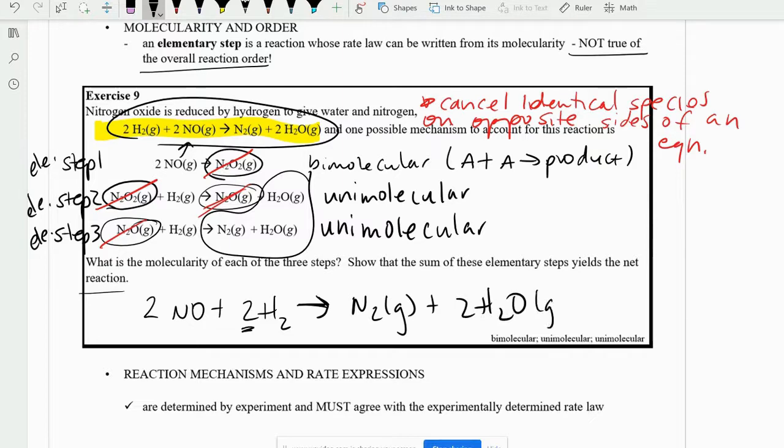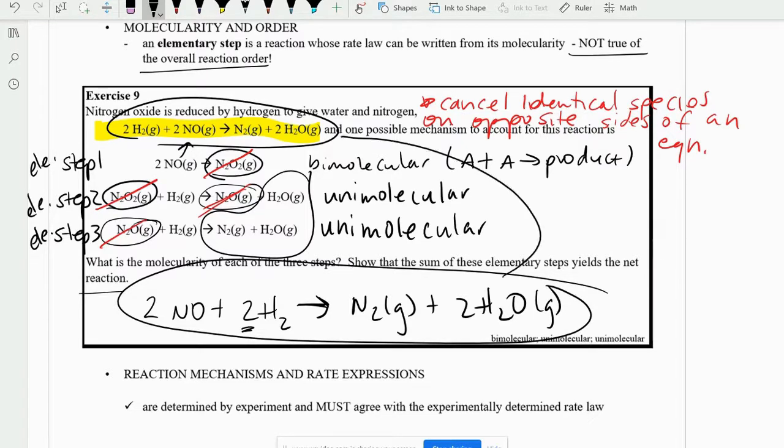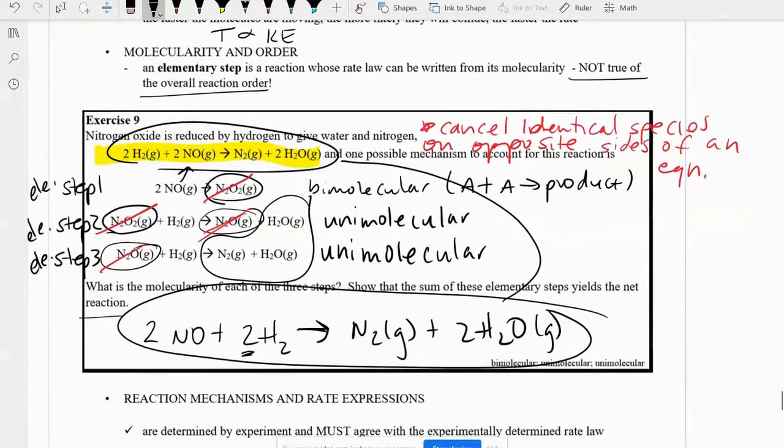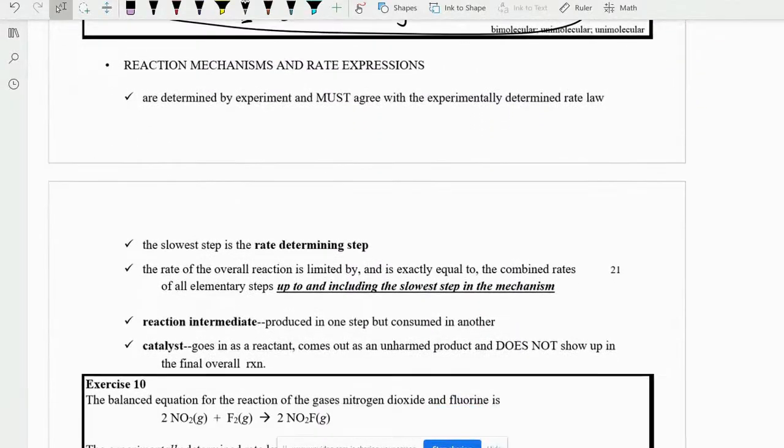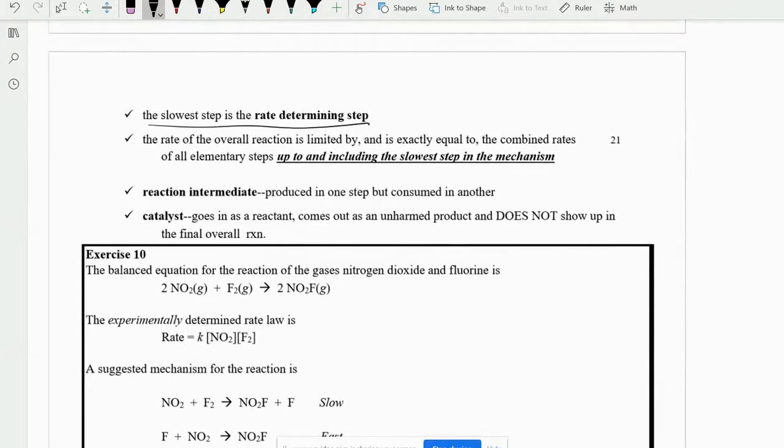Now, notice what's going on here. This net reaction, what I have remaining and left over, is precisely what the overall reaction is. Okay? Hopefully that gives you a little clarification. We'll do another example here in a second. Reaction mechanisms are determined by experiment and must agree with the experimentally determined rate law. The slow step is the rate determining step.